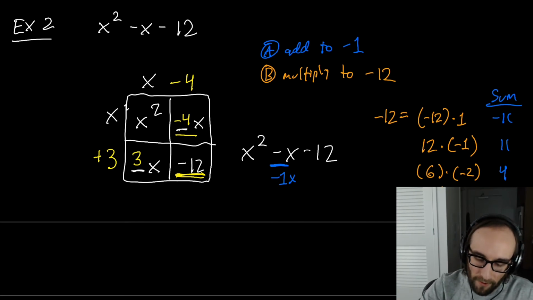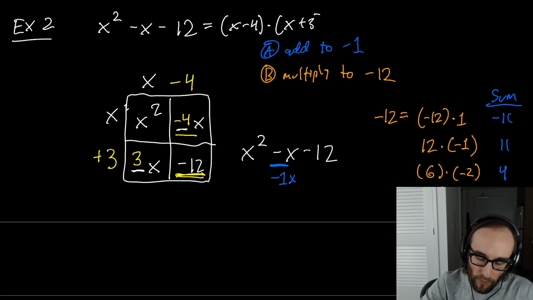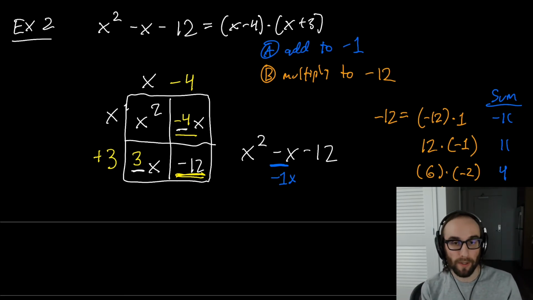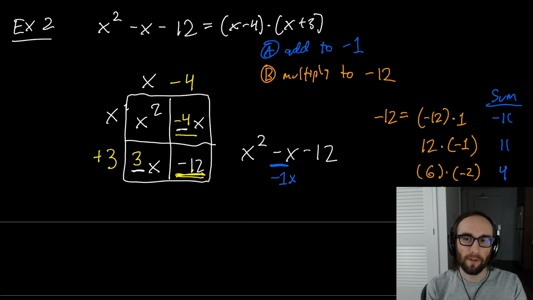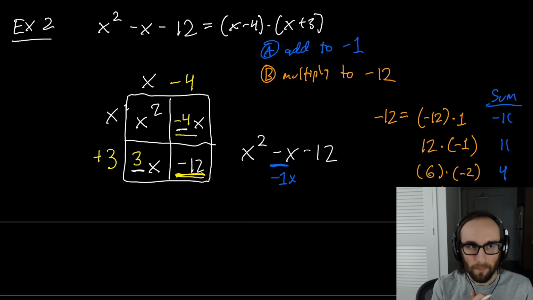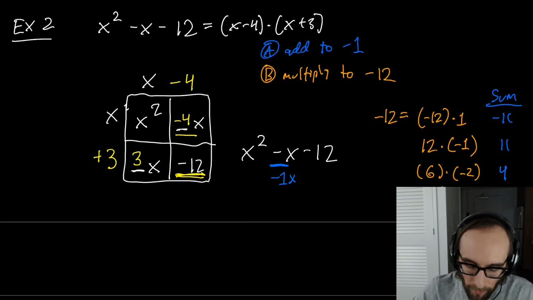Finally, we can write down our answer. X squared minus x minus 12 is equal to x minus 4 times x plus 3. So in this example, the negatives were really important because they helped us find the two factors that add to -1. Okay, let's take a look at one more example.